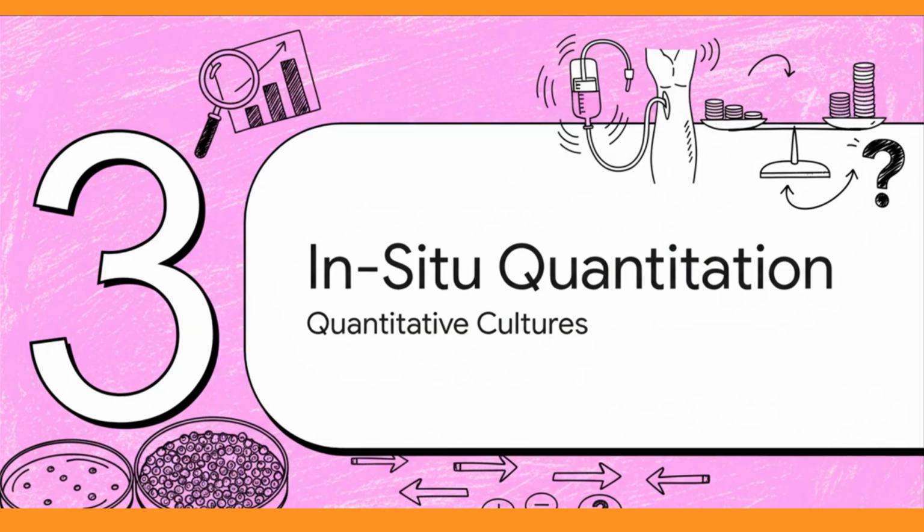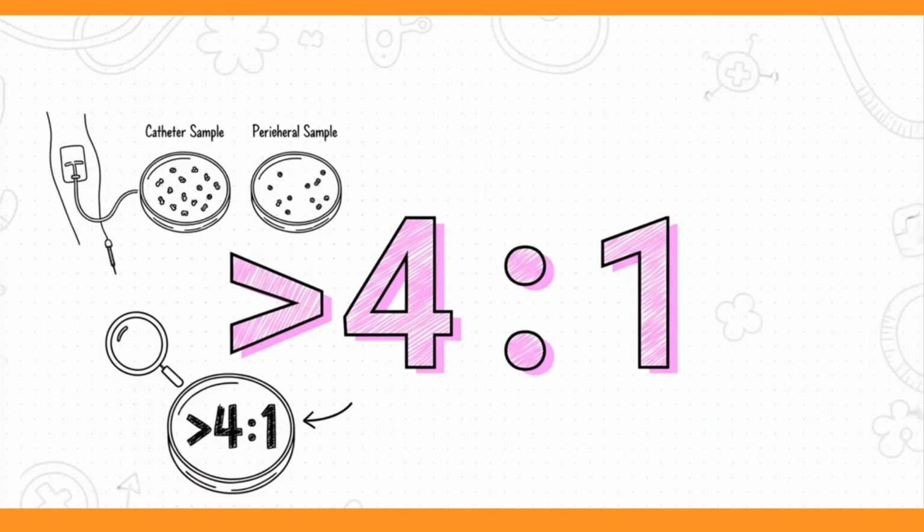The first in situ method is called differential quantitative cultures. I know, it's a mouthful, but it's really all about comparing the numbers. So here's the deal. The lab gets two blood samples, one from the suspect catheter and one from a peripheral vein. They plate both and just count the bacterial colonies that grow. And here's the magic number. If the catheter sample grows at least 4 times more bacteria than the peripheral sample, a ratio greater than 4-to-1, then bingo, you've found your source. Some places are even stricter and look for a 10-to-1 ratio to be absolutely sure.